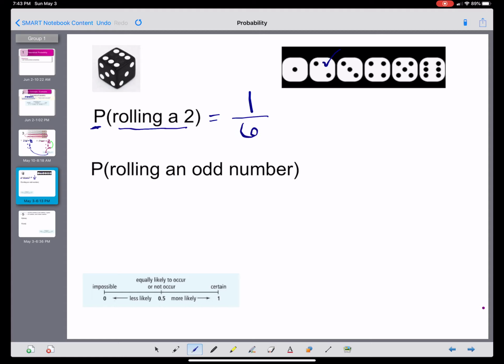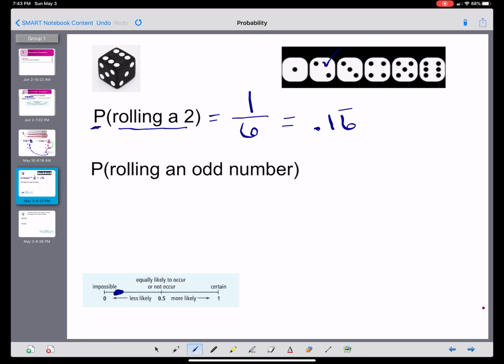So the probability of rolling a 2 is 1 over 6, and if we put that in the calculator, 1 over 6 is 0.16 repeating. Now we look down here, at the bottom left-hand corner. Where is 0.16? 0.16 is roughly around here, so it's less likely to happen if you roll a 2.